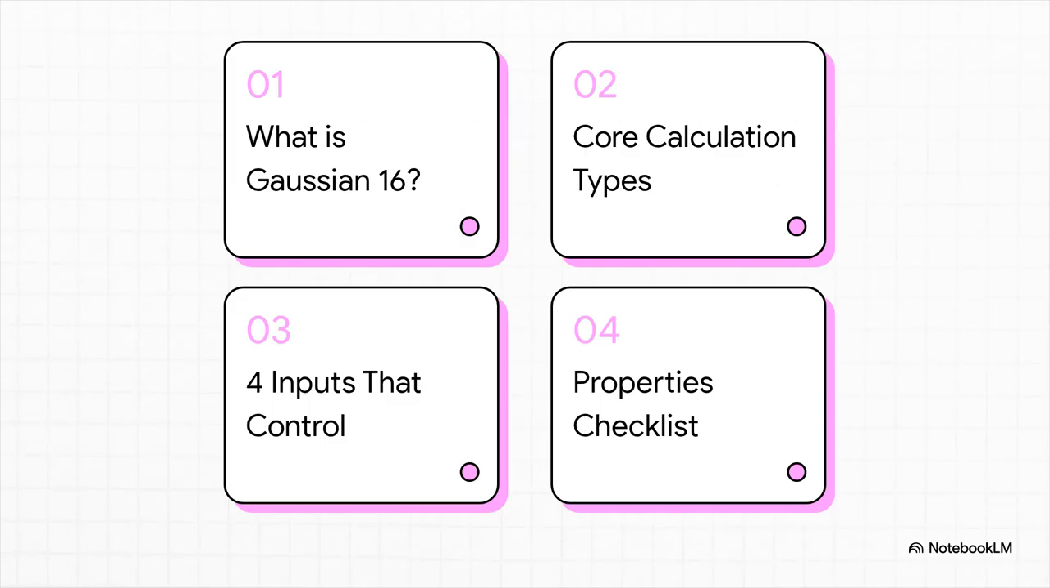To build a really clear mental map of this software, we're going to follow a precise agenda. First, what is Gaussian 16? Second, core calculation types. Third, the 4 inputs that control results. And fourth, a practical properties checklist.